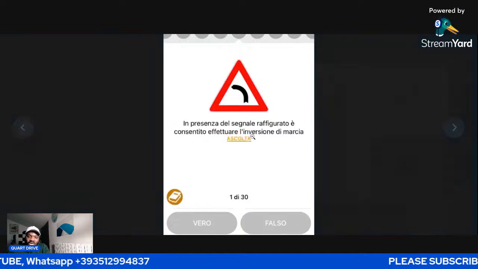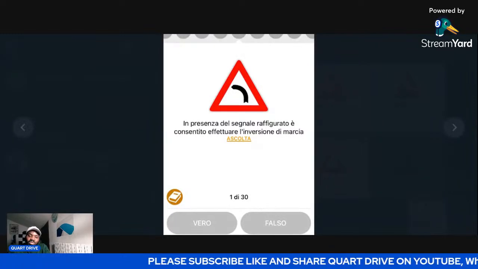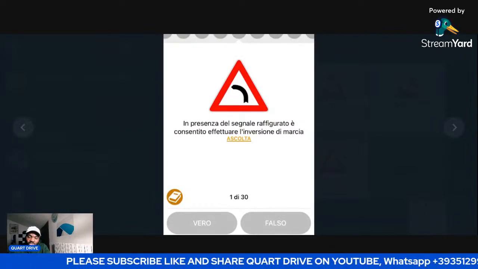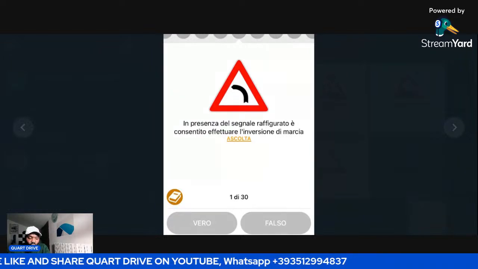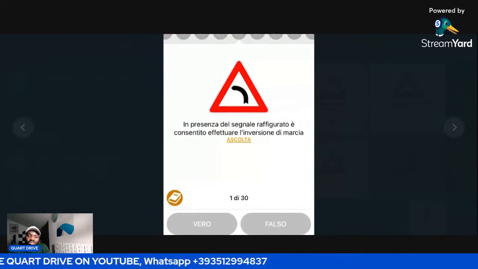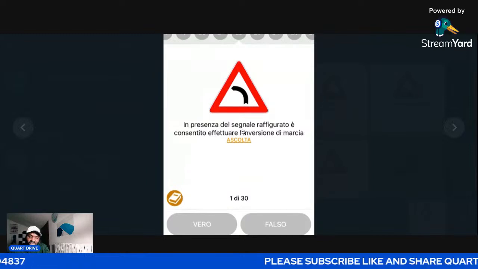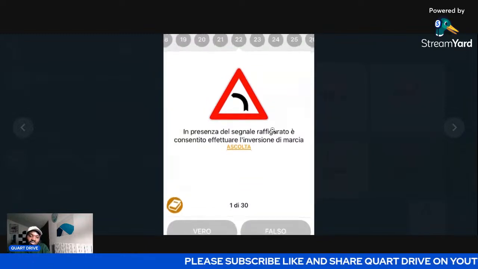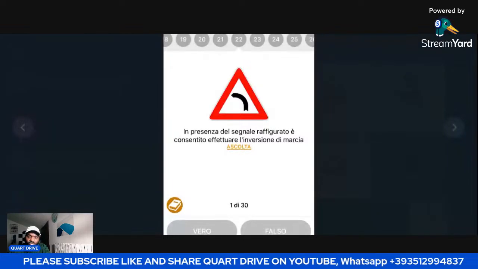In presenza del segnale raffigurato è consentito effettuare inversione di marcia. This one is curva pericolosa. So this one doesn't allow you to even reverse, and sometimes you are not even allowed to do overtaking. Talking of doing inversione di marcia, in presenza del segnale raffigurato è consentito effettuare inversione di marcia? Falso. It is not vero.